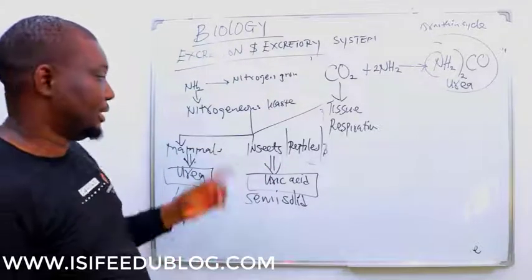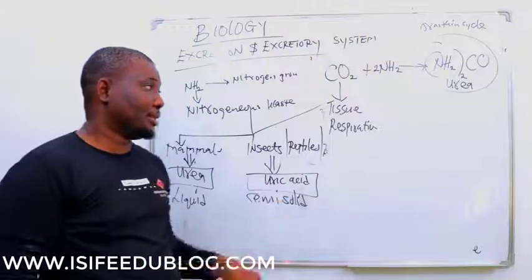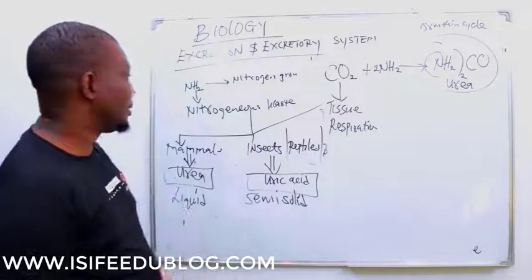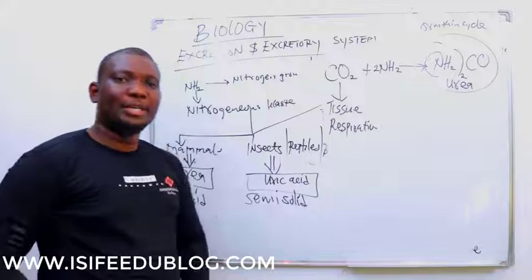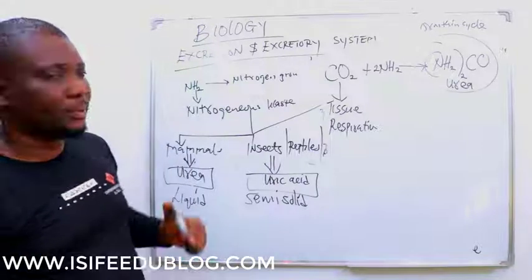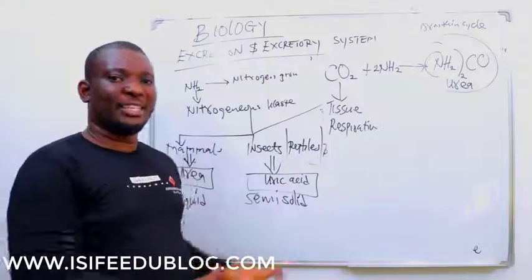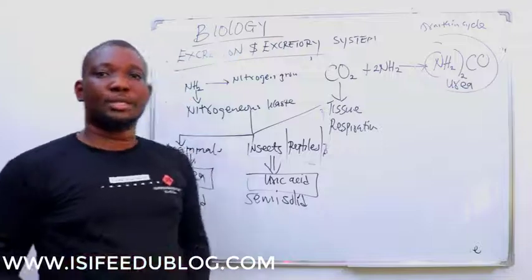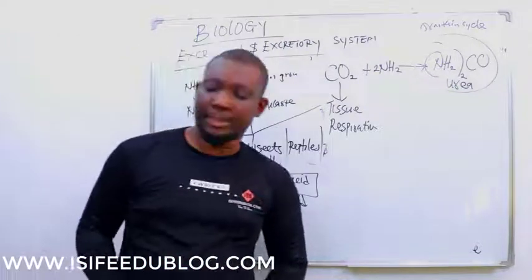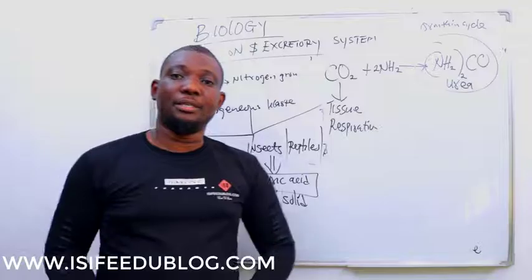In insects, it is not urea that is formed, but uric acid. In protozoa, it is ammonia. Okay, that is on the definitions of excretion. And now we go to the second objective of the lesson, which is excretory structures.